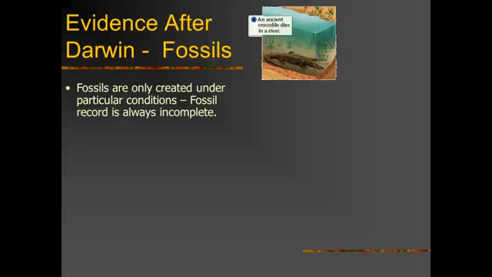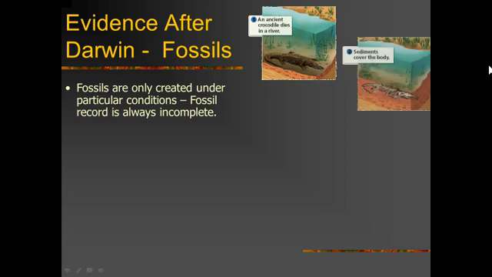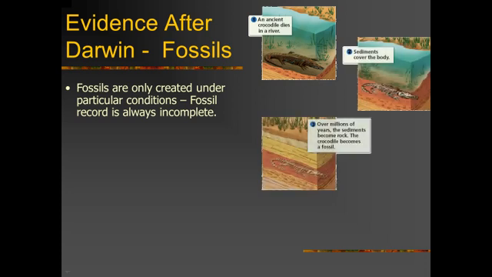Here we see a dead crocodile at the bottom of a river. Okay, his body gets covered up with sediments as the soft tissues decay, and this leaves the harder tissues such as bone behind, which gradually get chemically changed into rock over millions and millions of years.